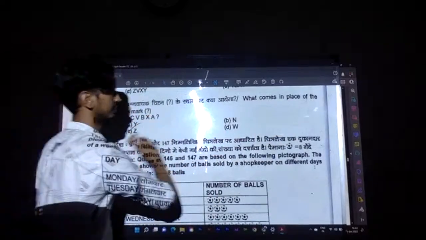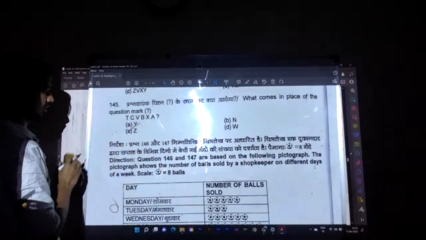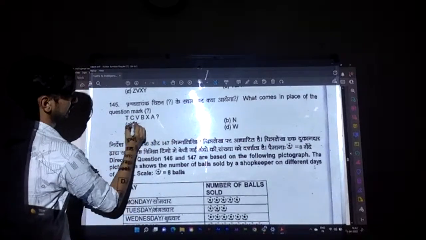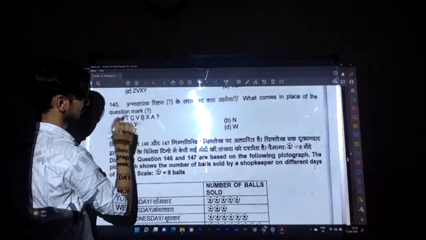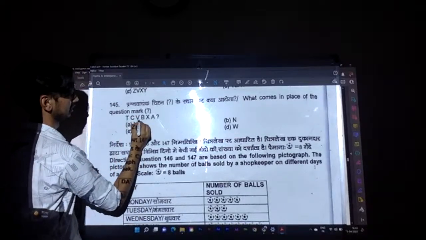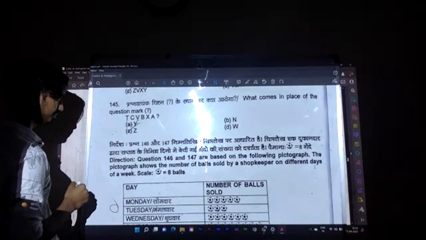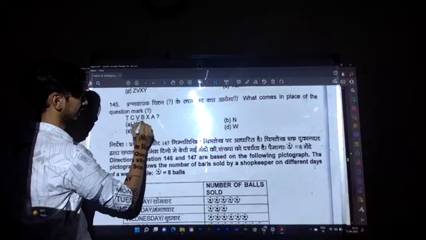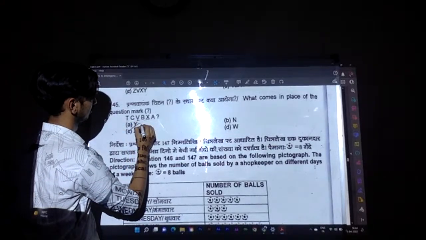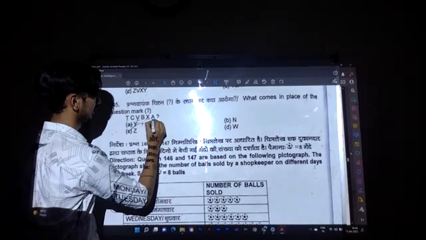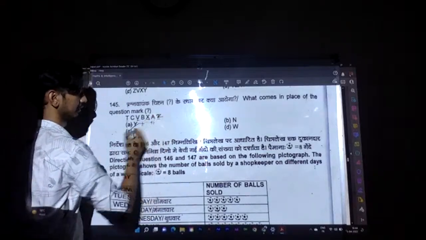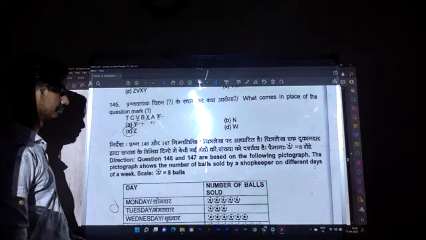What comes in the place of the question mark? When you look at the first and third positions, you will get +1, and this also becomes +1. So X and the last position will become +1 also. The last letter will be the letter Z. So the option will be option C.